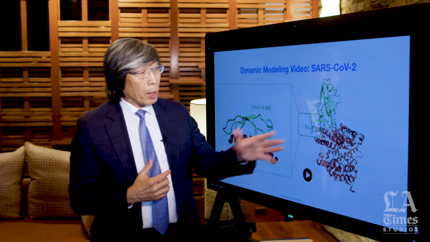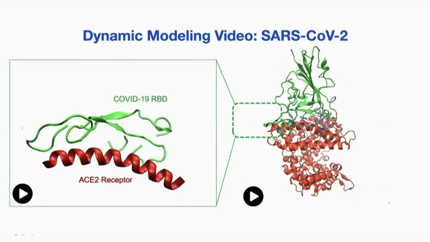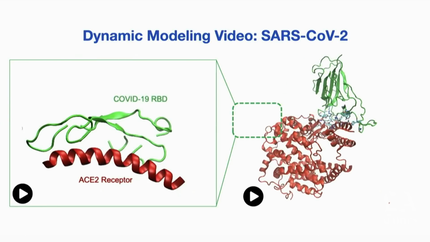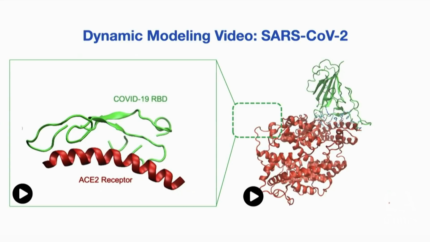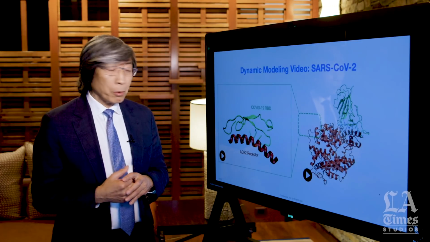And the video on the right is a three-dimensional structure showing how this interaction occurs. Well, so what happens when the virus evolves and wants to increase its infectivity? It turns out it mutates the toe. Next slide.